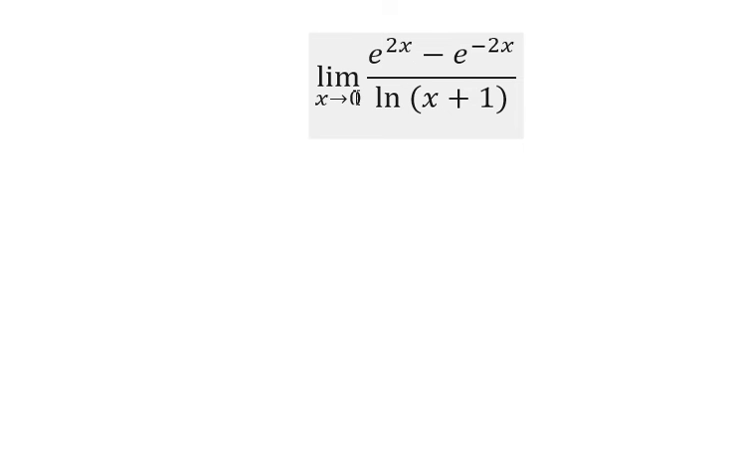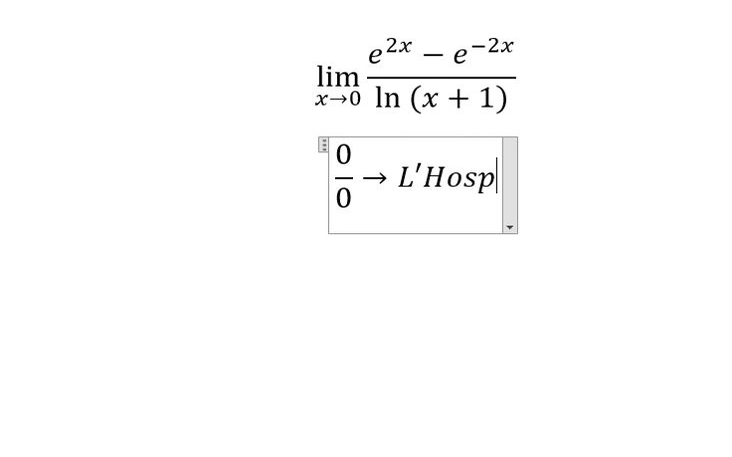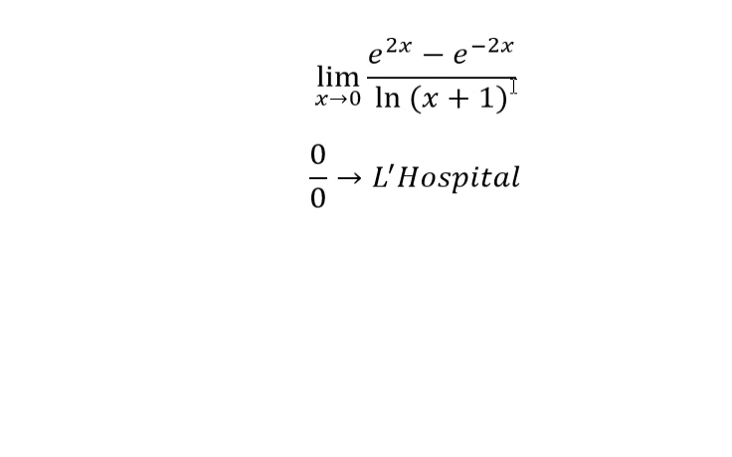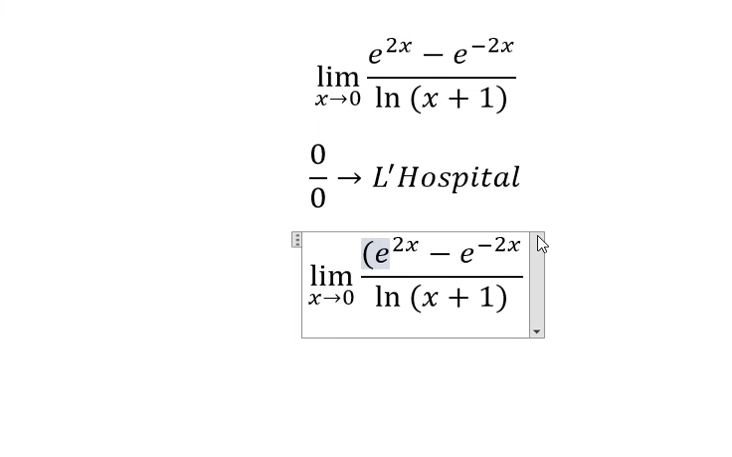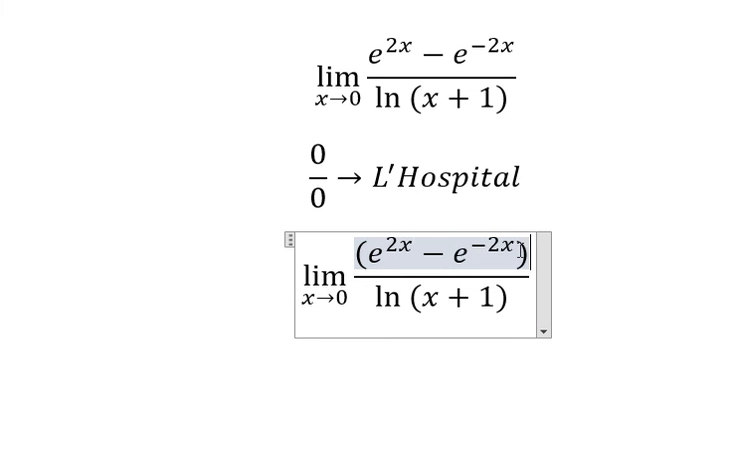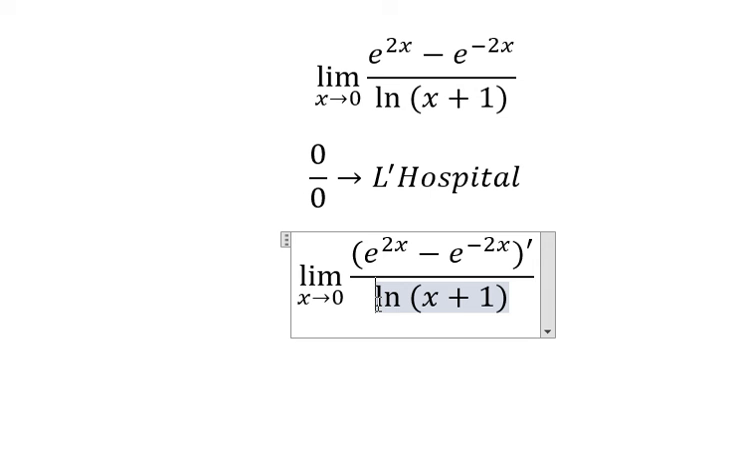Question number 2, when we put number 0 here, here and here, this one we have 1 minus 1, you get 0. Ln number 1, you get 0, so we have 0 over 0, so we can use L'Hospital. That means we need to do first the derivative on the numerator and denominator.